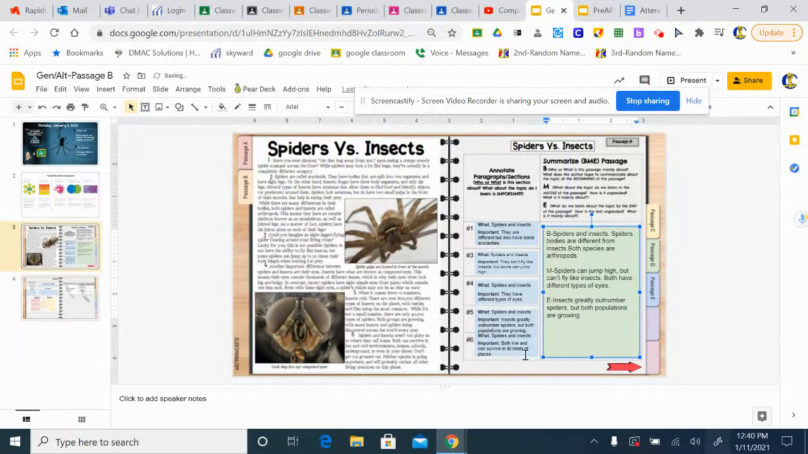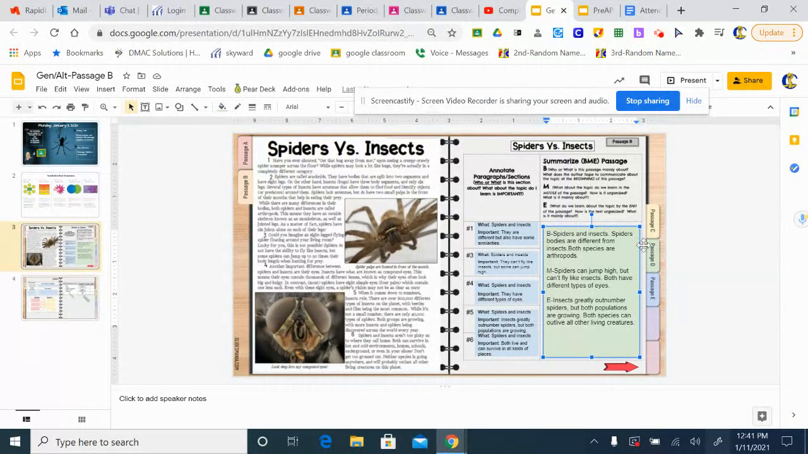Okay, and another important thing that's right here in paragraph 6 is that they can survive all kinds of places. Okay, so both species can outlive all other living creatures. Or you can say they can survive all kinds of places, like it says there in the notes.